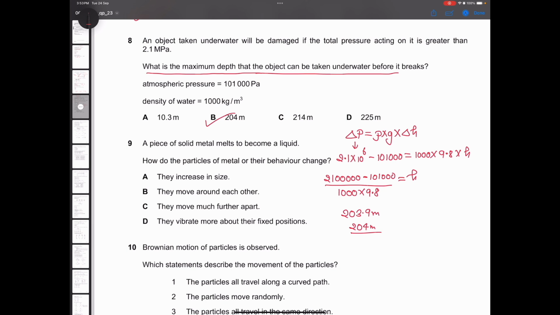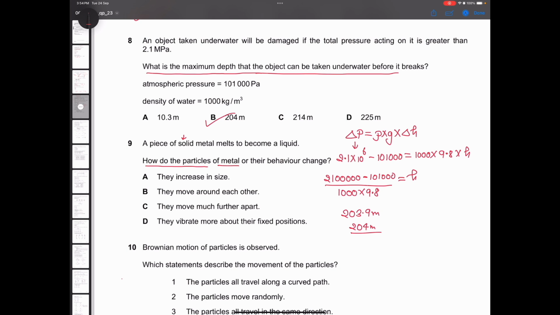Now, question number 9. A piece of solid metal melts to become a liquid, all right? So melting is going on here, and solid is densely packed, liquid is less densely packed. How do the particles of the metal change in behavior? So they're simply asking that the metal was earlier in solid state, now you have melted it, now it is in liquid state. So what is the difference between their behavior? Earlier it was fixed at the position, now it can move. Now the liquid molecules can move.